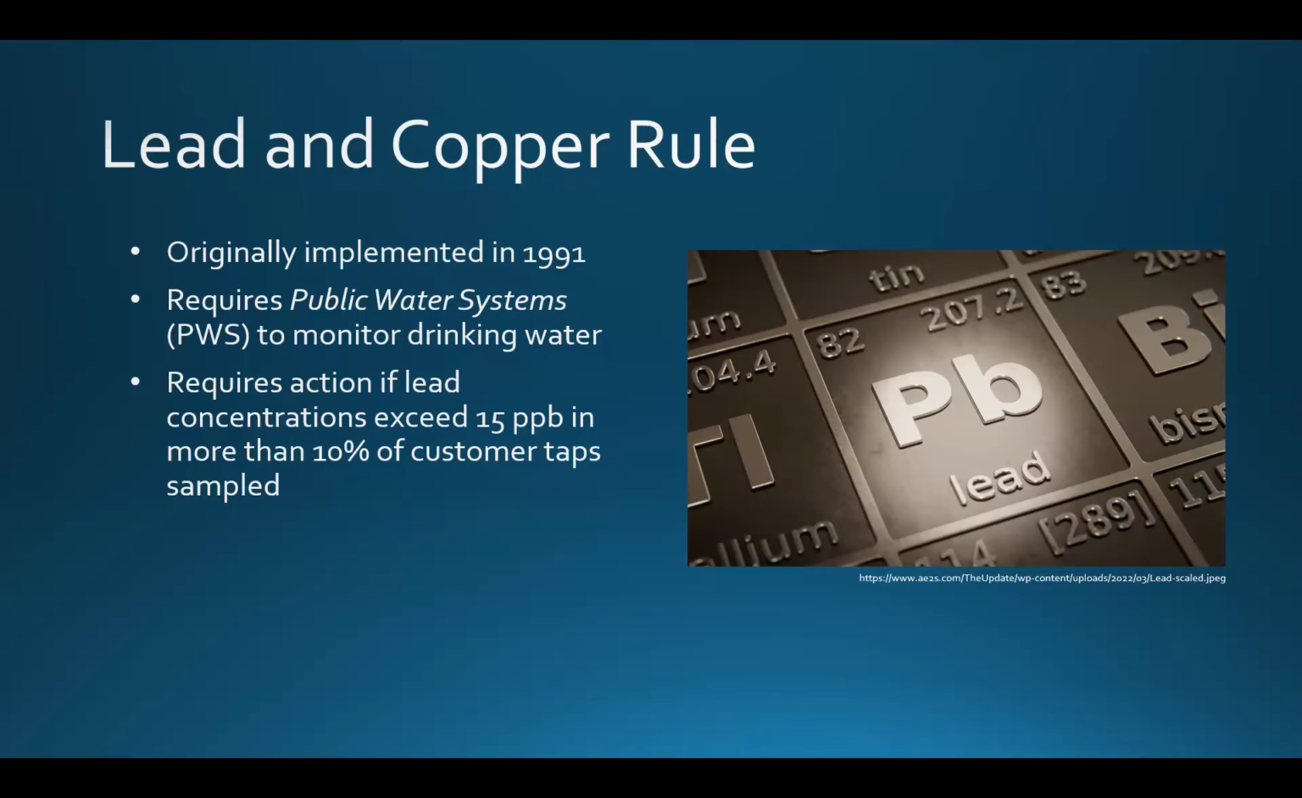The LCR established a maximum contaminant lead level goal of 0. However, it does not require public water systems to make any changes to the distribution system or the treatment process unless they reach the action level above 15 parts per billion. Public water systems compare sample results from homes to EPA's action level. And if 10% of those samples have water concentrations that are greater than 15 parts per billion, then the system must perform actions such as public education and lead service line replacement. This rule is known as the 90% threshold.